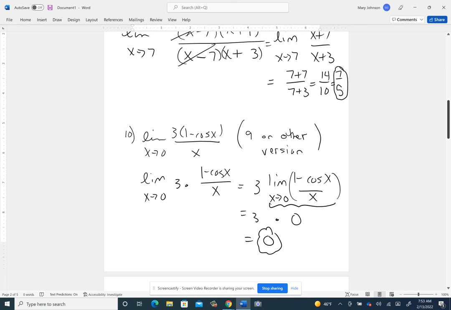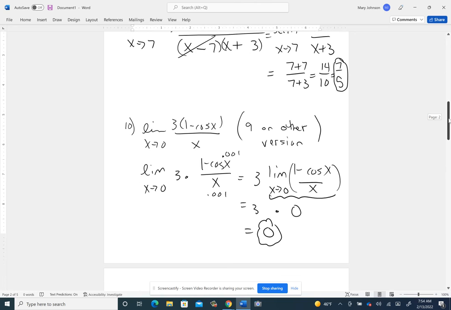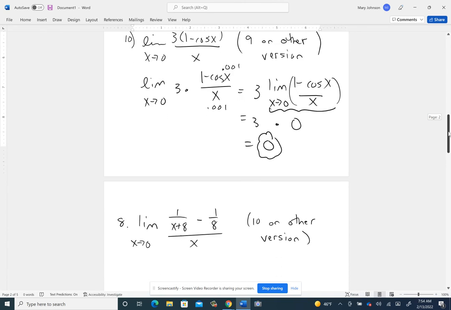So your answer on number 10 on this version and the 9 on the other version should have been a 0. Now, when you know it's a special one, you should have been able to recognize that this was one of those special theorems you needed to know, but you might not have remembered whether it's a 0 or a 1. Don't forget, you could test it by putting in something like 0.001, something really close to 0, to see what it seems to be approaching. Okay. Now, that one isn't that important in the bigger scheme of things, but it was one of the harder ones on the test.